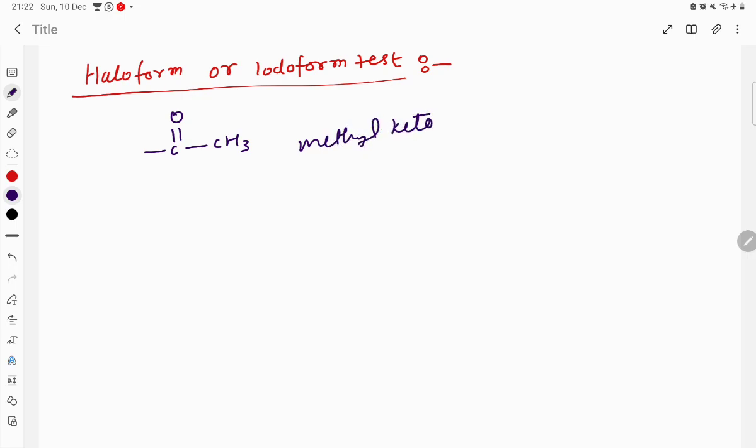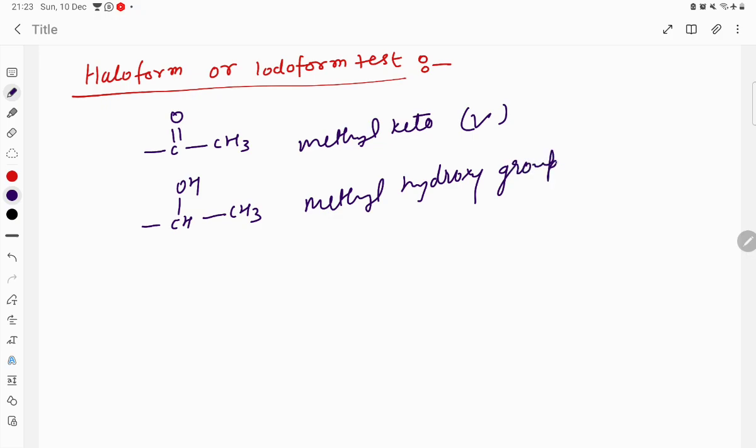This is compulsory; it will give a positive test. Or the compound has CHOH CH3, which is also called the methyl hydroxy group. So these groups will give the positive haloform test.